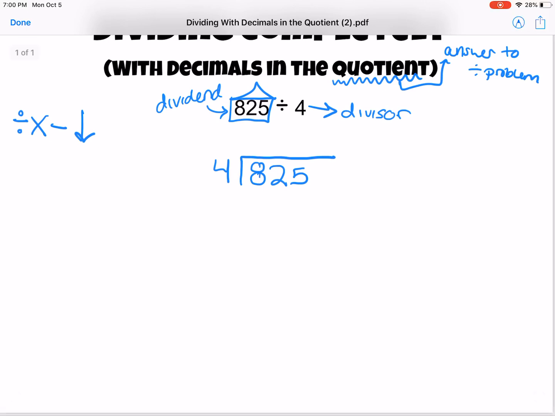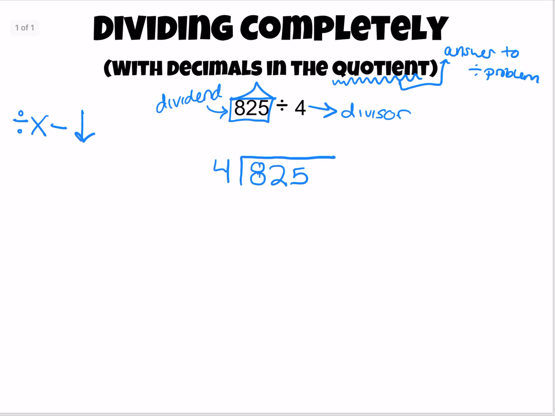Now let's get to dividing. So let's go number by number, step by step. So how many times does 4 go into 8? 4 goes into 8 2 times. That's our division. Let's multiply. 2 times 4, that gives us 8. Okay, I've multiplied. Let's subtract. 8 minus 8, that gives us 0.